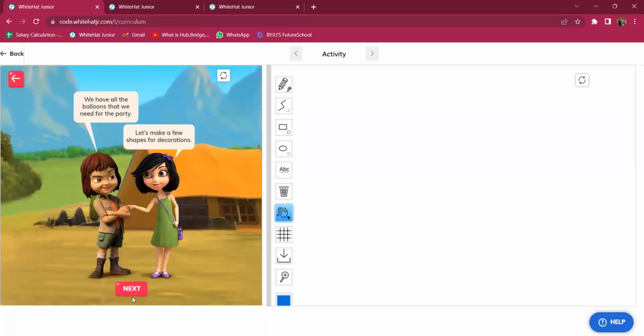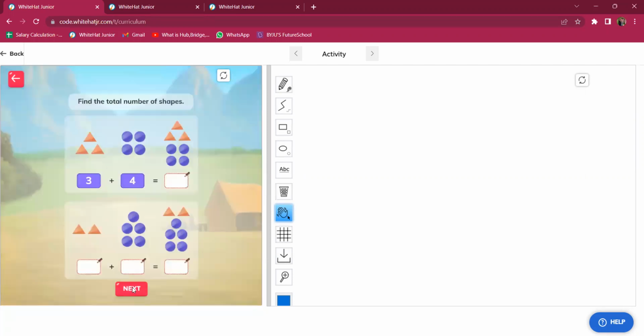So we are done with the balloons and the ribbons. Okay, so let's see some more questions. So let's make some shapes for decoration as well. So find the total number of shapes. So here we have 3 and 4. So 3 and 4 will give us 1, 2, 3, 4, 5, 6, 7. So we are going to write 7 over here. Here we have 2. So we'll write 2 and 1, 2, 3, 4, 5. So 2 and 5 will give us 7. 1, 2, 3, 4, 5, 6, 7. Correct? So let's move to the next question.